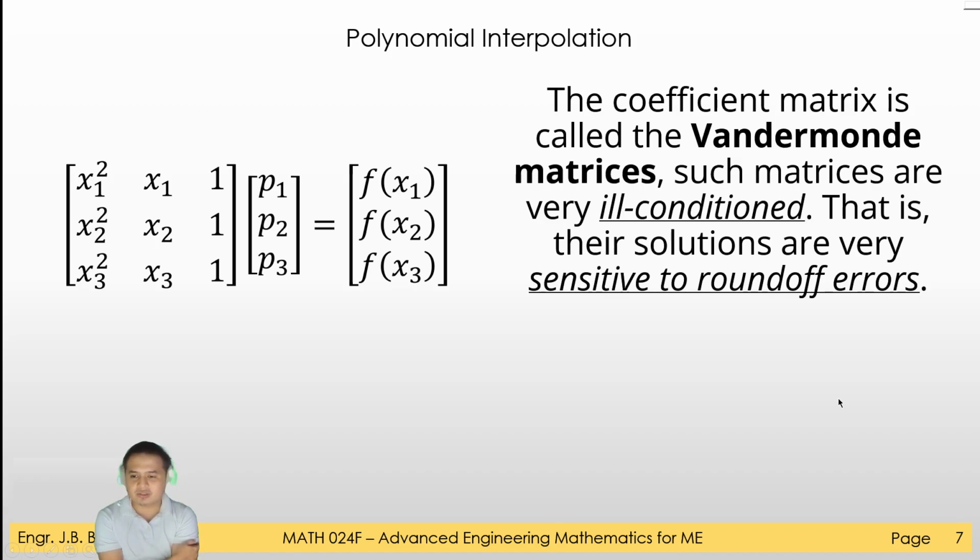This matrix is actually called the Vandermonde matrix, and this type of matrix is very ill-conditioned. What does an ill-conditioned matrix mean? It basically means that it is very sensitive to changes. If you have a small round-off error, it will largely affect the accuracy of your answer.